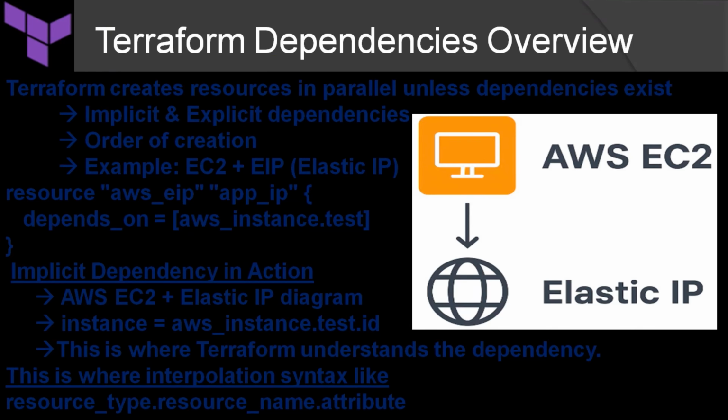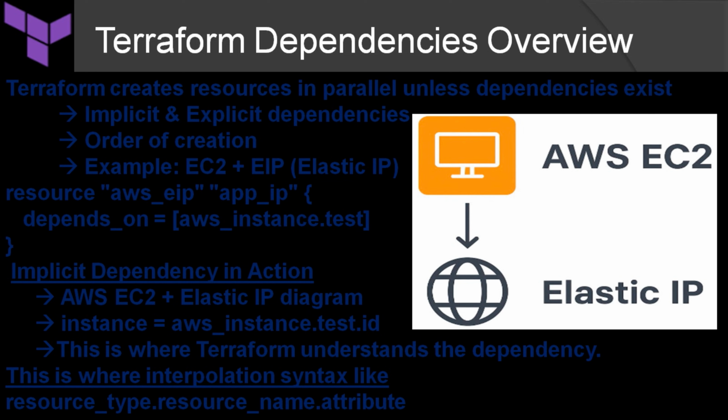In the previous session we discussed Terraform dependencies. Basically, there are two types of dependencies in Terraform, which are called implicit dependency and explicit dependency. So as a continuation of that, today we are going to see practically how we are going to implement implicit dependency. For that we are taking AWS EC2 and Elastic IP.